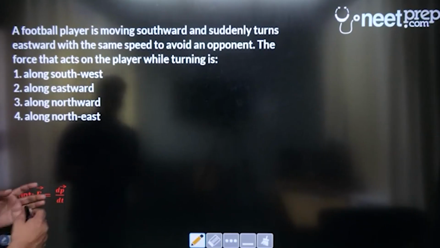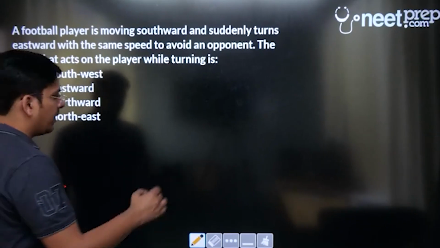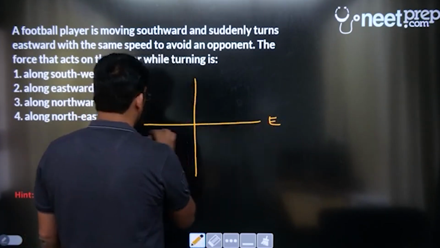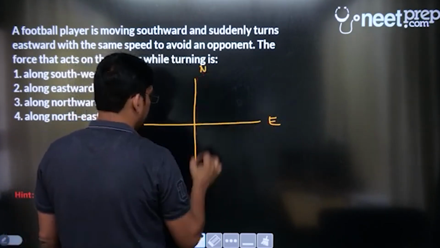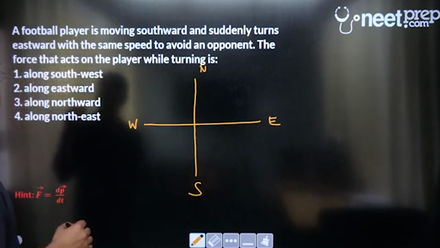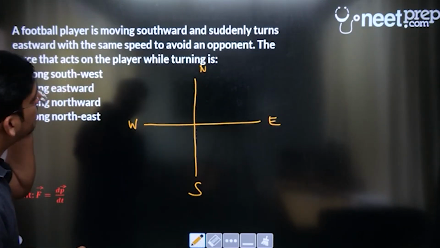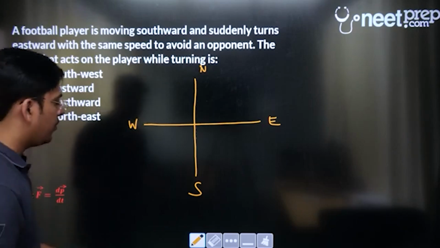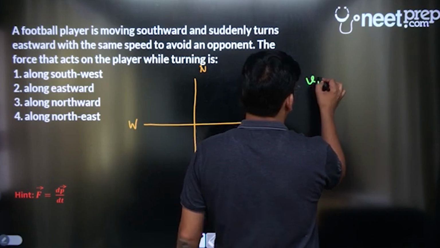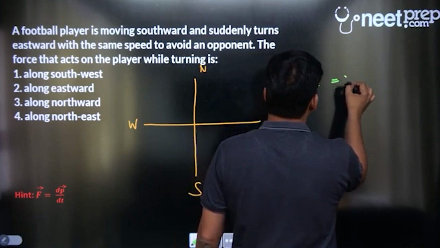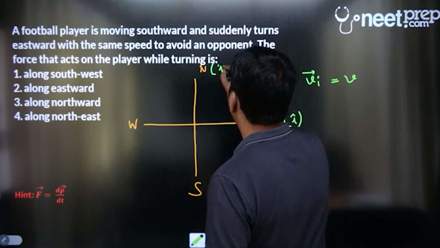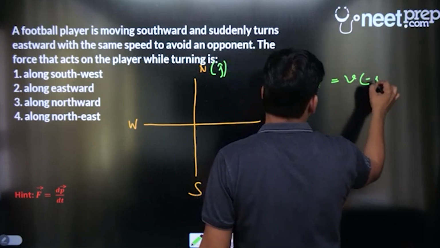A football player is moving southward. Let me draw the plane. This is east, this is west, this is north, this is south. The football player is moving southward and suddenly turns eastward with the same speed to avoid an opponent. What was his initial velocity? His initial velocity was v, where east is i cap and north is j cap. So southward was minus j cap.